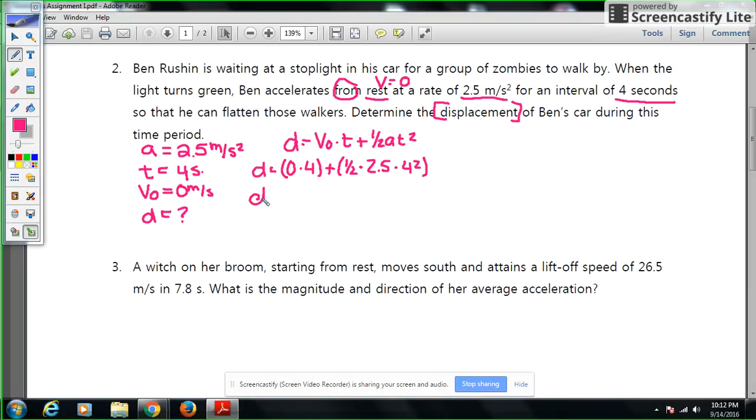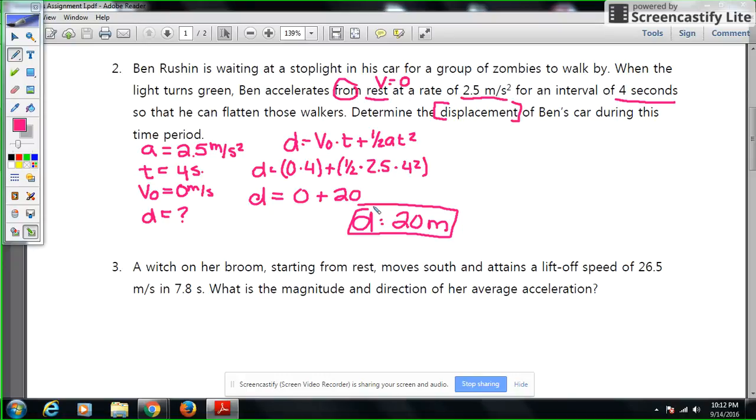So when we work this out, 0 times 4 is 0, plus 1/2 times 2.5 times 4 squared actually equals 20. So D is equal to 0 plus 20. So D then is equal to 20 meters. And we've got to put the units.